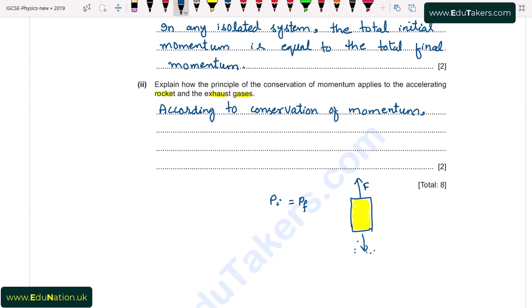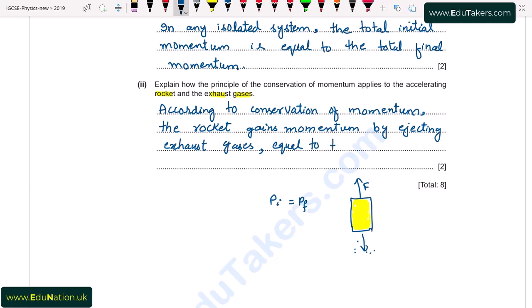the rocket gains momentum by ejecting exhaust gases that is equal to the momentum in the opposite direction, so that the initial and final momentum remain the same and the total momentum of this system is conserved.